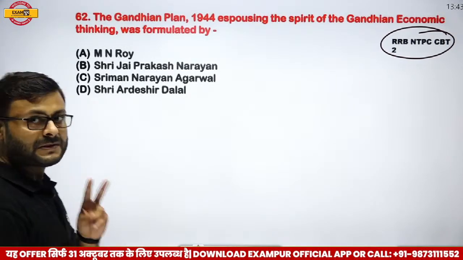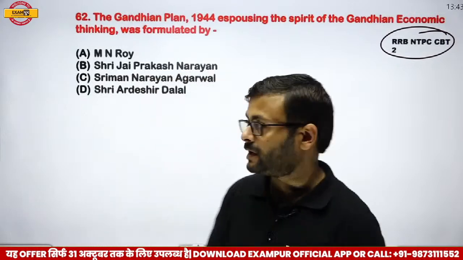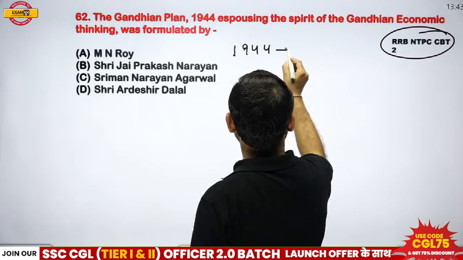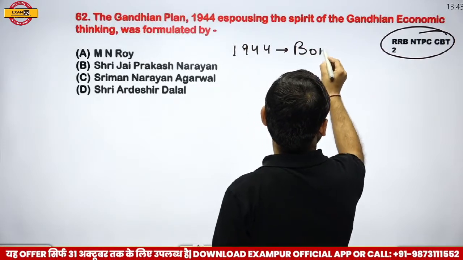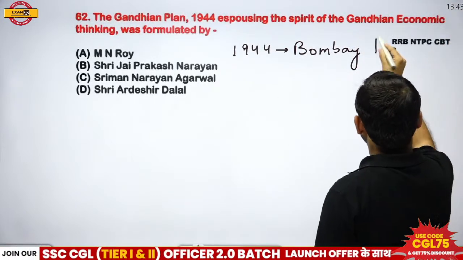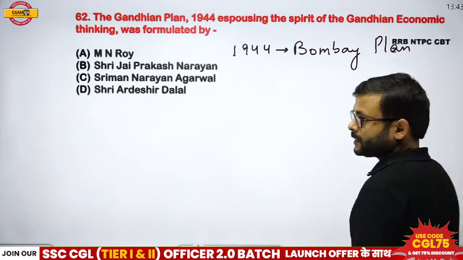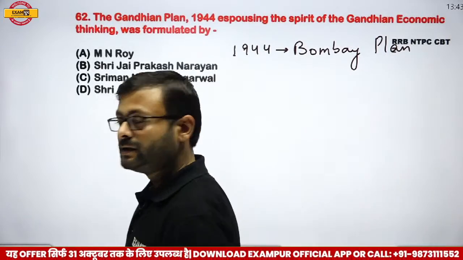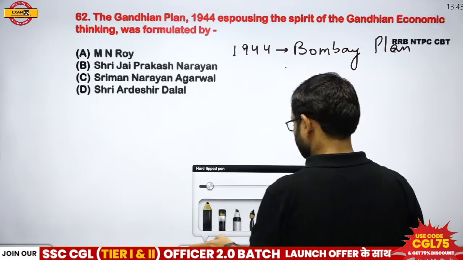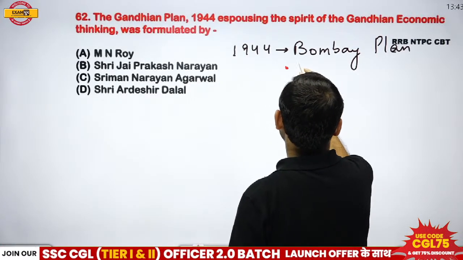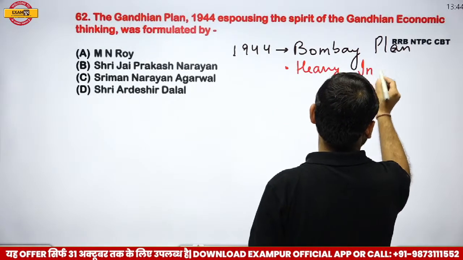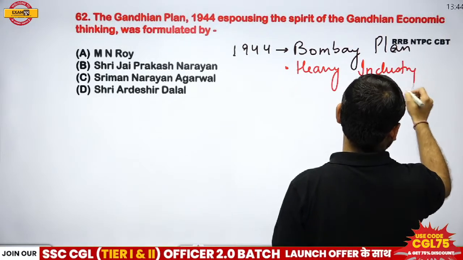In 1944 two plans were published. The first plan that was published was the Bombay Plan. The main focus of this plan was the establishment of heavy industry.